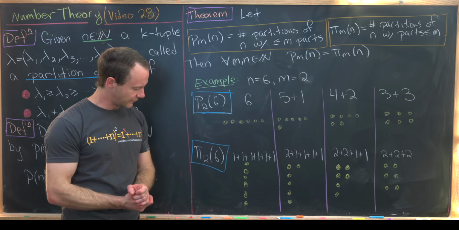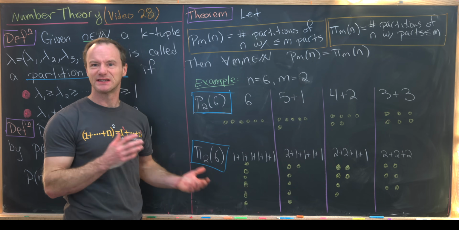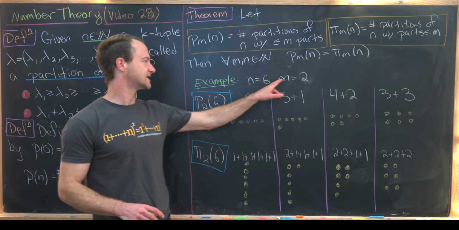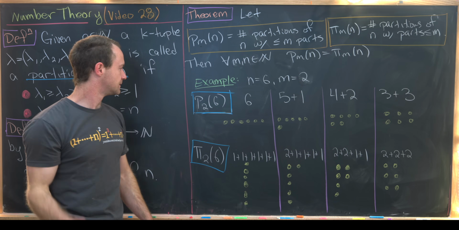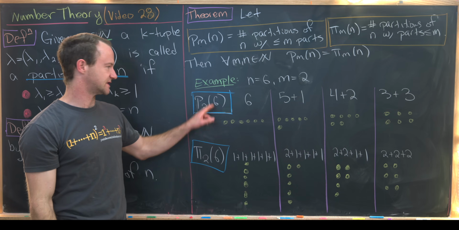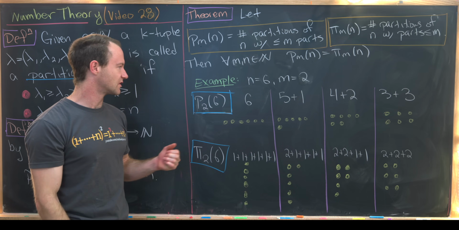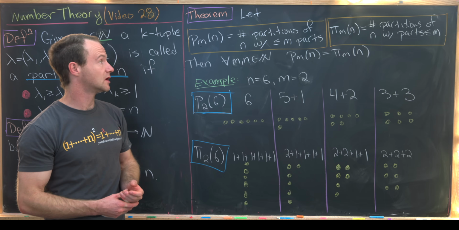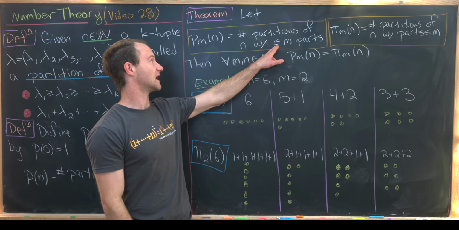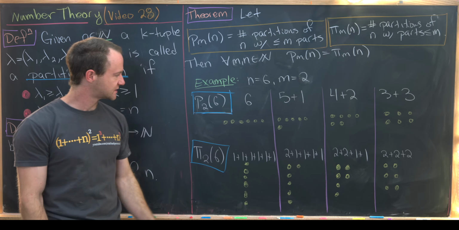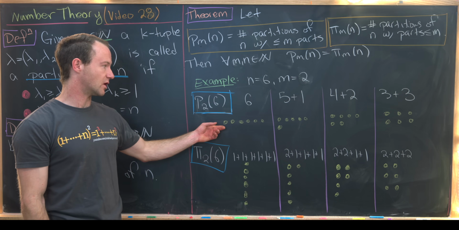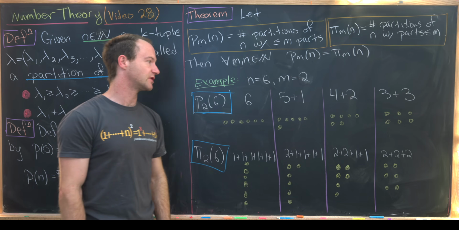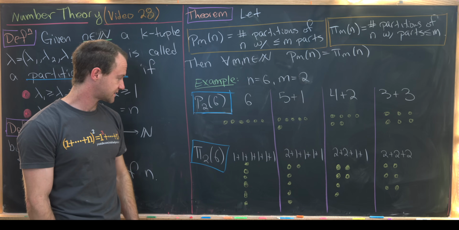Before we look at a proof, let's look at an example to get an idea for how this might work. So let's say n equals 6 and m equals 2. That means P_2(6) will be counting the number of partitions of 6 with 1 or 2 parts. That's because we've got less than or equal to 2 parts. Well, there's a single partition with 1 part, that's 6. 5 plus 1, 4 plus 2, and 3 plus 3 all have 2 parts.